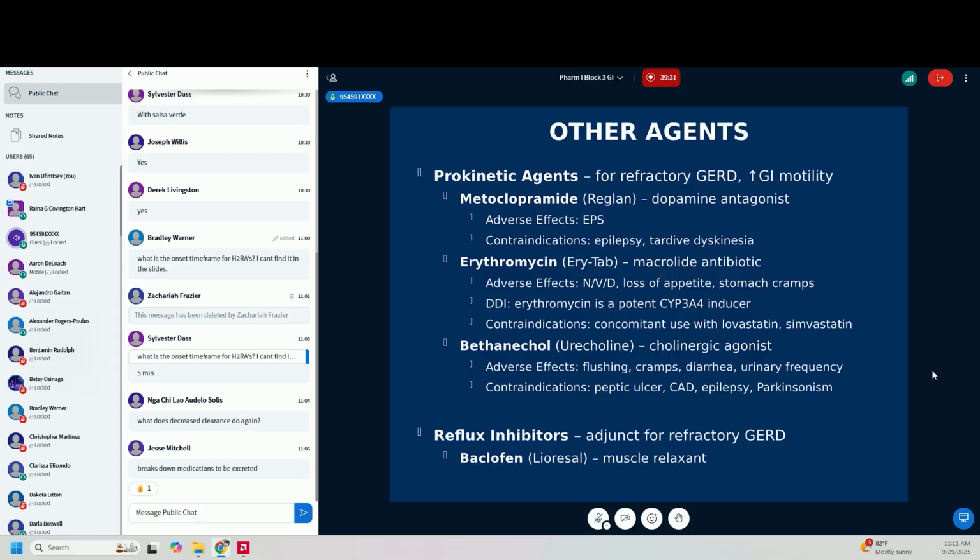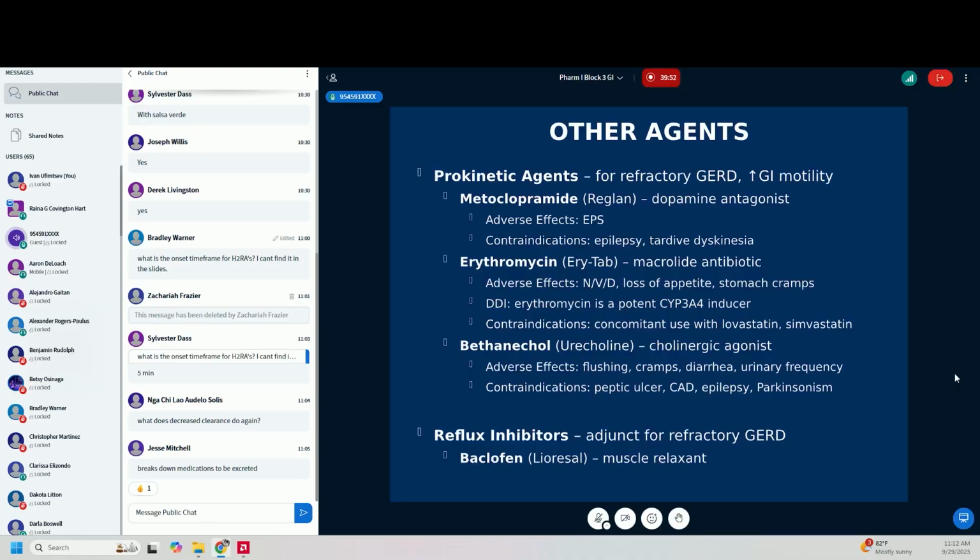Looking at some other agents that we have that are prokinetic agents, so they're trying to help increase that motility. These are going to be like our last line medications where we try to treat our patient with other things and they did not work. So we have metoclopramide, erythromycin, and bethanechol. Metoclopramide is a dopamine antagonist.